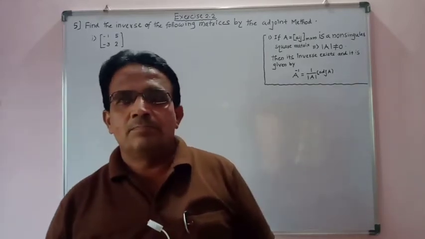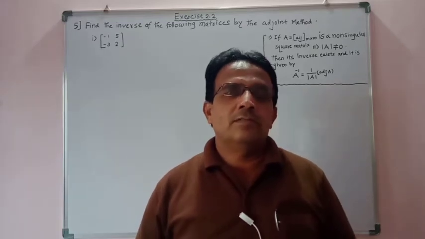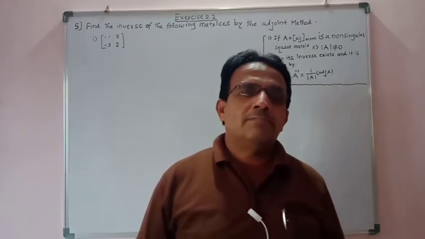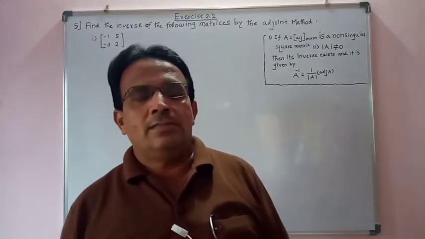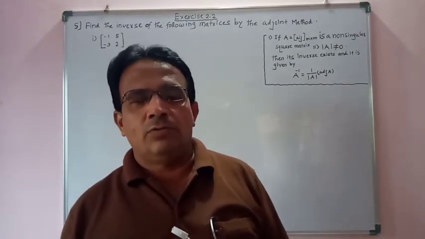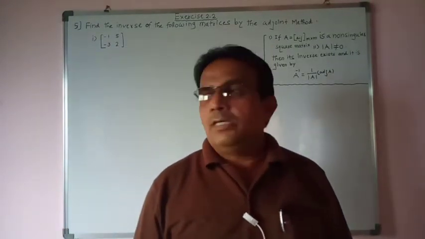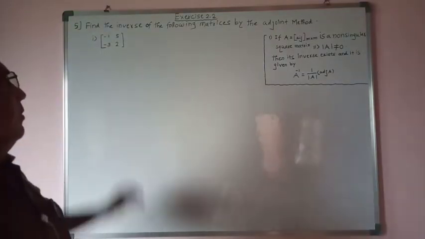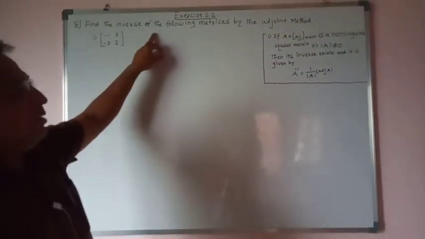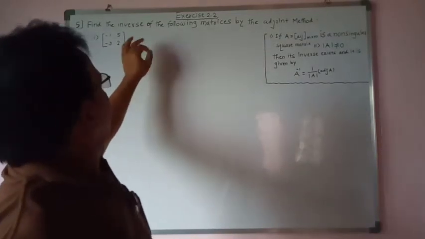Hello student, we have discussed yesterday's period of the chapter matrices, exercise 2.2, example 3 and example 4. So today I am going to start example 5. Find the inverse of the following matrices by adjoint method.